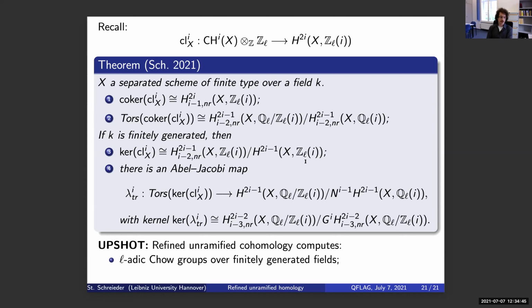All right, so what's the upshot? The upshot is that refined and ramified cohomology groups compute l-adic Chow groups over finitely generated fields, and l-adic Chow groups modulo algebraic equivalence over algebraically closed fields. I stop here. Thanks.